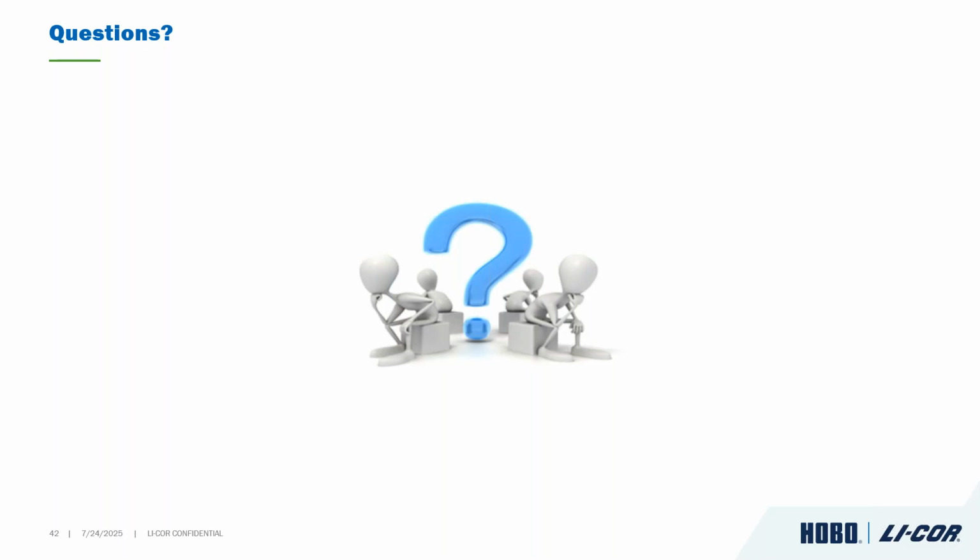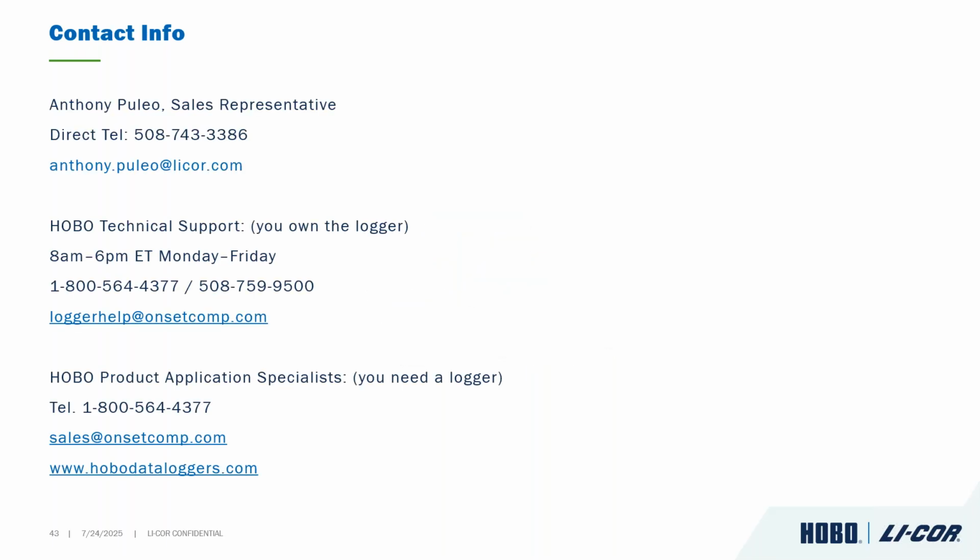Okay, perfect. What is the type of technical support that Hobo provides clients at a pre-sale stage to assess the project case and suggest the optimum solution? Yeah, absolutely. So I can actually go to the next slide here to show that information. So we have both a technical support team as well as product application specialists who will be happy to help. If you are in the stage of needing a logger, please feel free to reach out to the product specialists and they will be able to assist in finding the correct logger for you. If you already own your logger, you might consider calling our technical support team who will be able to assist you with your current needs.